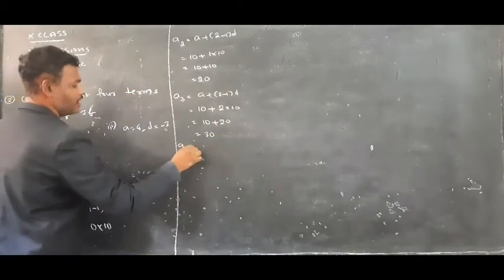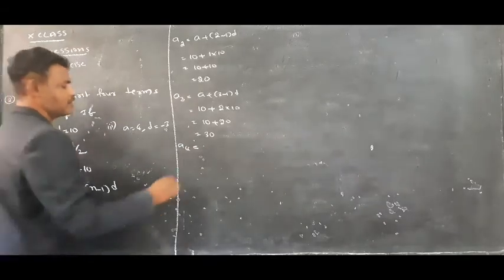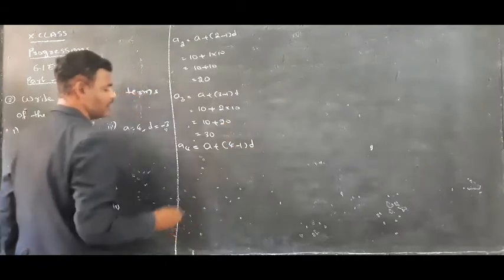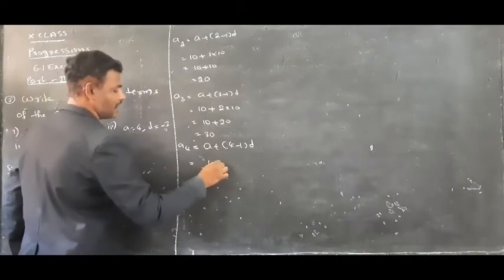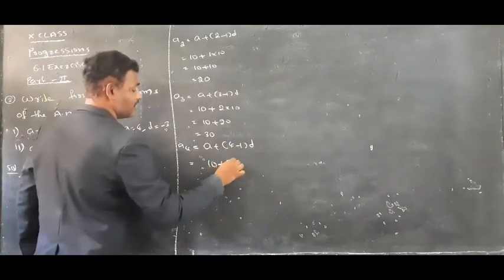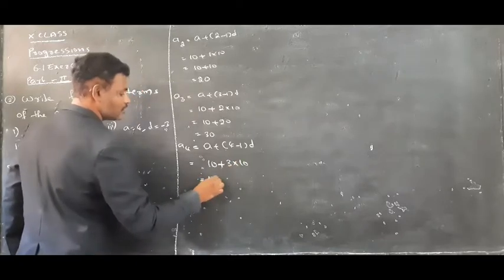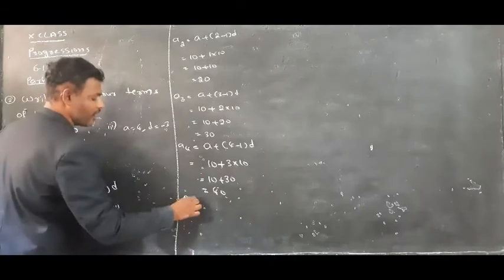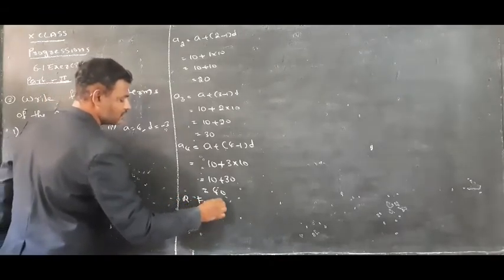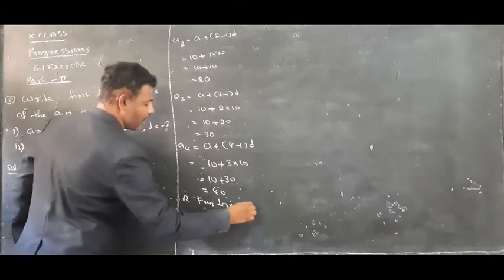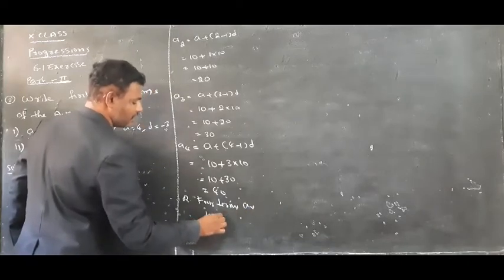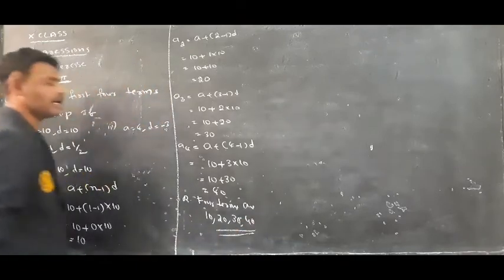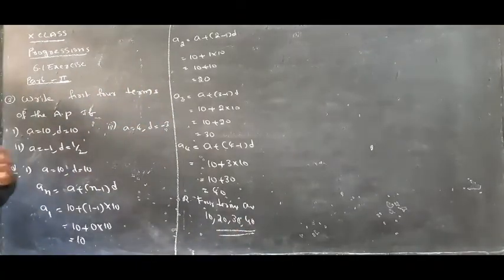Then I need the fourth term. So how can we write it here? A plus 4 minus 1 into D. A means 10, 4 minus 1 means 3, into 10. So 10 plus 30 is equal to 40. The required four terms are 10, 20, 30 and also 40. So these are the first four terms of the given AP.